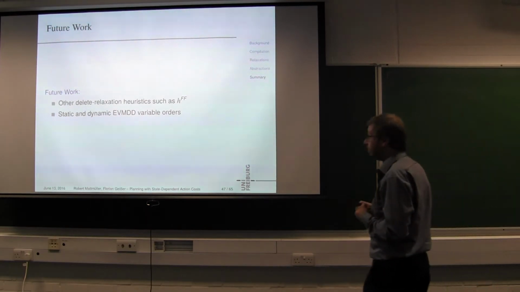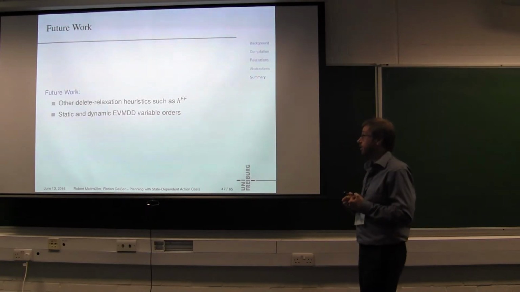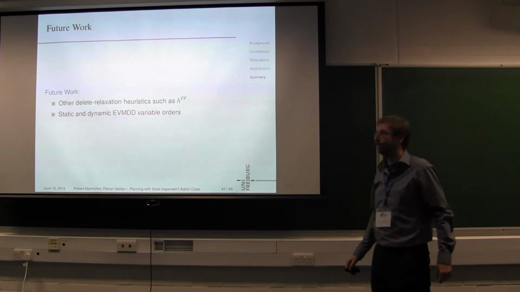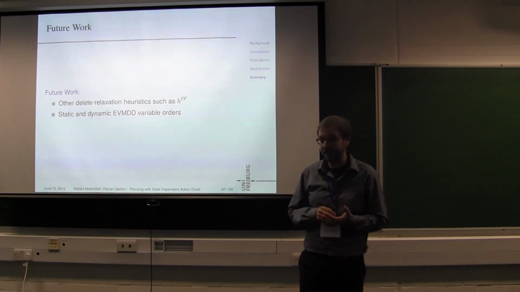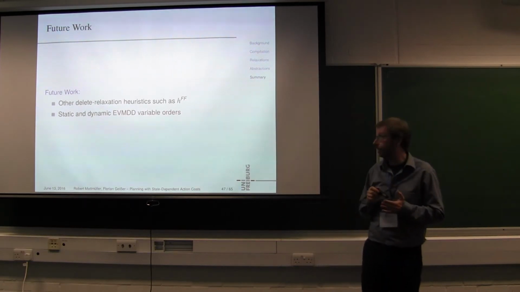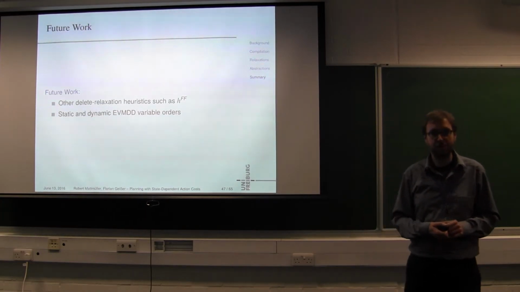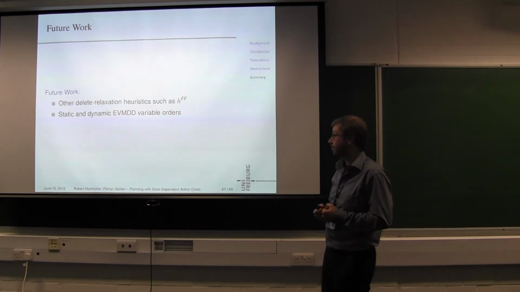We could also look at other delete relaxation heuristics, of course. For example, we didn't look at HFF yet. One thing that really bothers us are variable orderings for edge-valued decision diagrams. We have some very naive ideas how to do it statically, but the tools we use support neither static nor dynamic variable orderings. So we just have to use the variable orderings we come up with and hope that the decision diagrams don't grow too large.